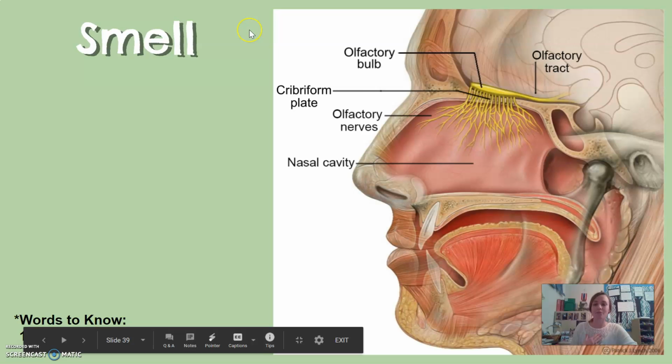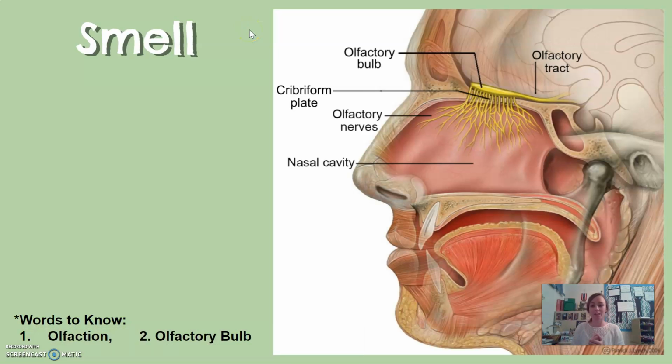The next sense that we will discuss is smell. Smell is also called olfaction, and this is just really brief what you need to know. As the chemicals in the air are moving through your nasal passage, they are getting caught up here and are being taken up by your olfactory bulb, which is where transduction is occurring, and then it's sent on to the brain. And that is all you need to know for smell.